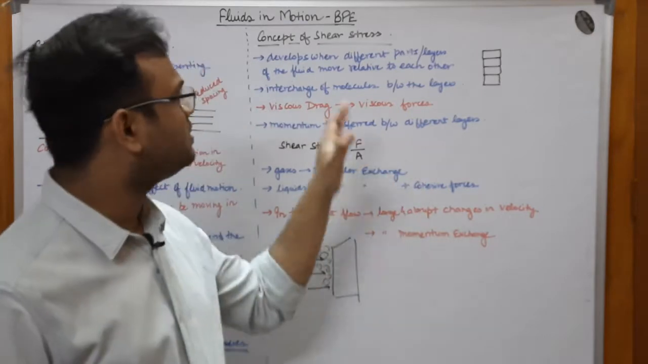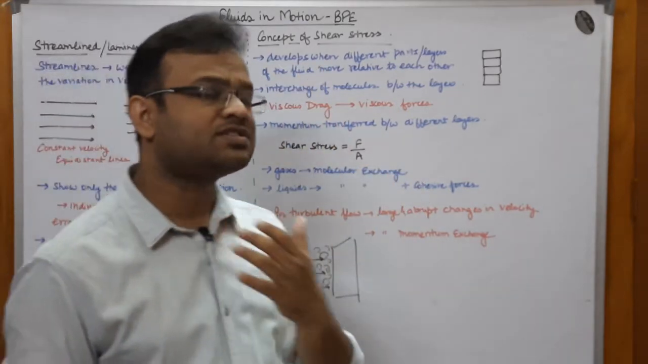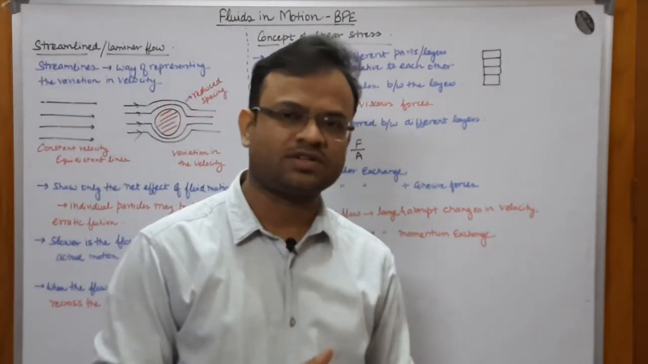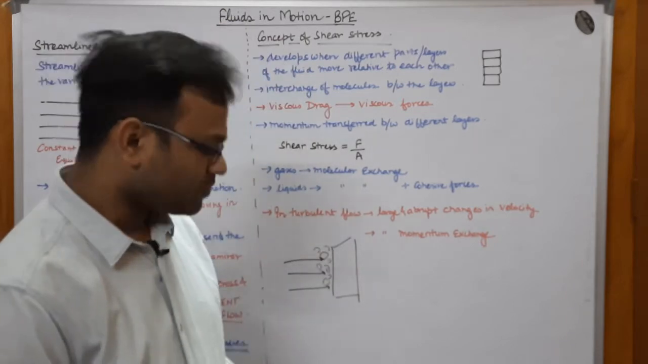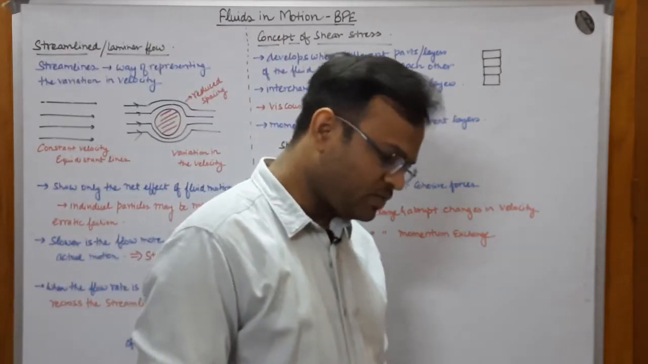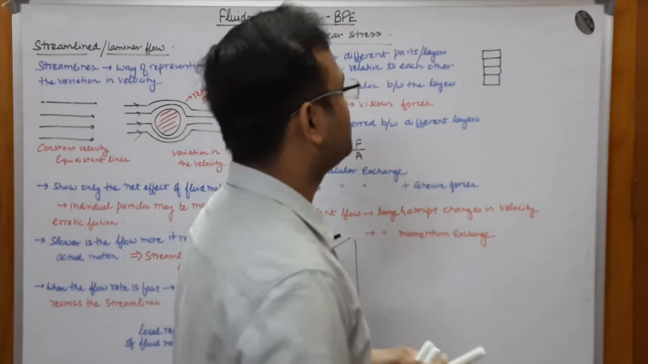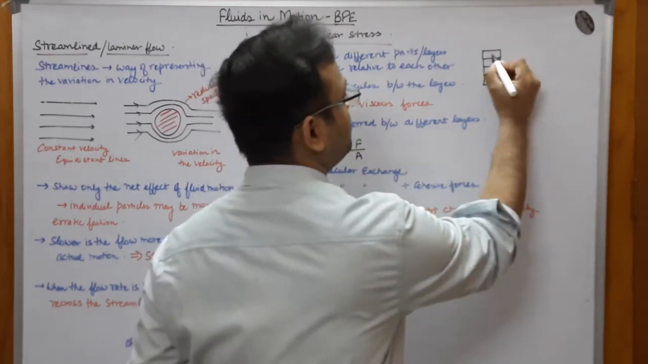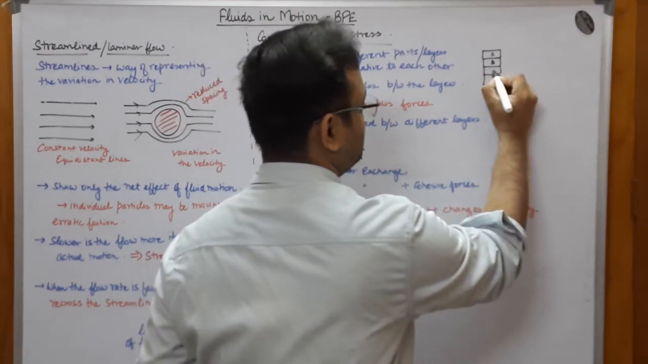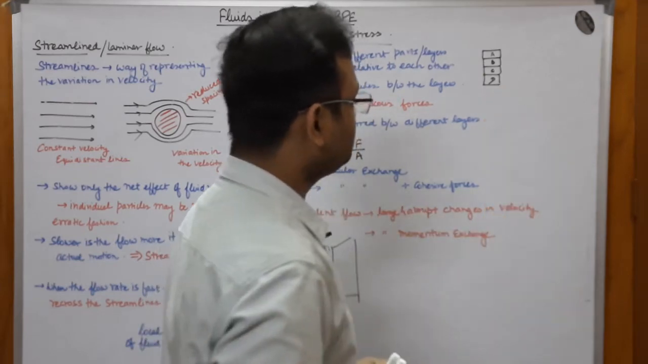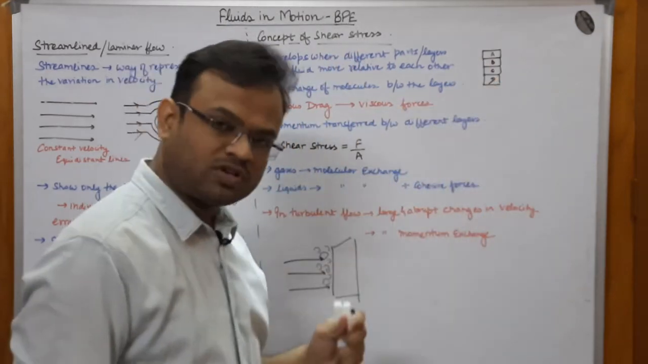So having understood the concept of turbulent flow and laminar flow or streamlined flow, let us move on towards the concept of shear stress. So what is shear stress? Let us understand this. Let me just give you an example with a stack of books. Suppose I have multiple books, book number A, book number B, C and D. Okay, so there are 4 books.